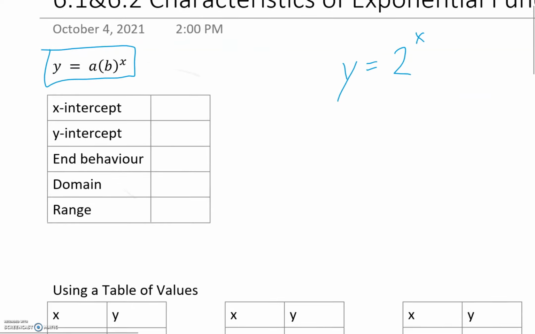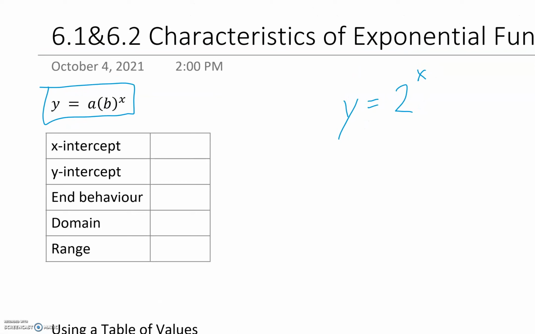So let's take a look here. If y equals a times b to the x, that means that b is the only thing having the x exponent. Okay, b has the power of x. A is just multiplying to that. How can we tell from there any information about our x-intercepts, y-intercepts, and behavior, domain, range?